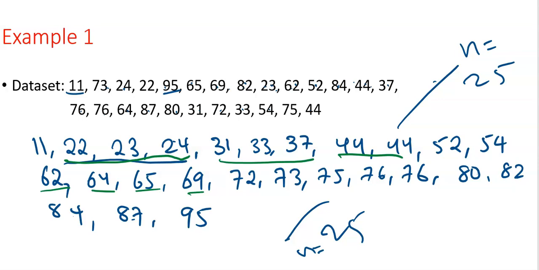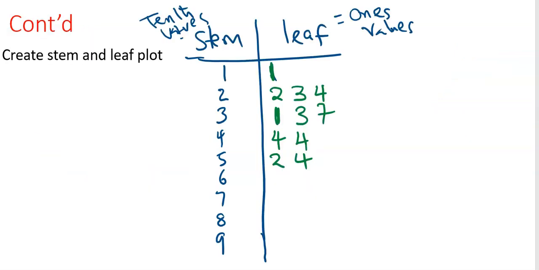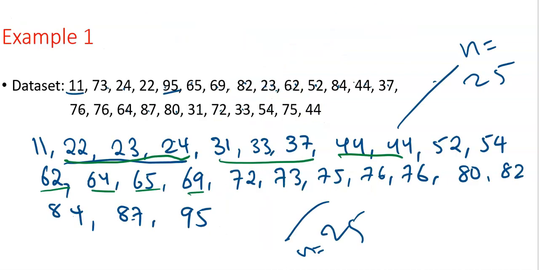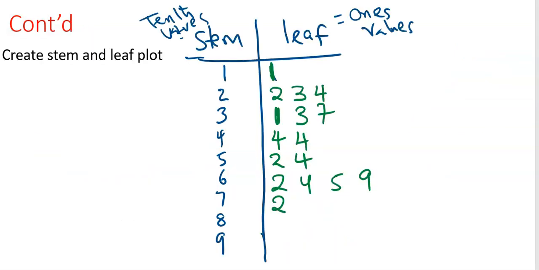That will be 62, 64, 65, and 69. What about the 70s? How many numbers? 1, 2, 3, 4, 5. 72, 73, 75, and then two 76s. So that is 72, 73, 75, and 76, two of them.